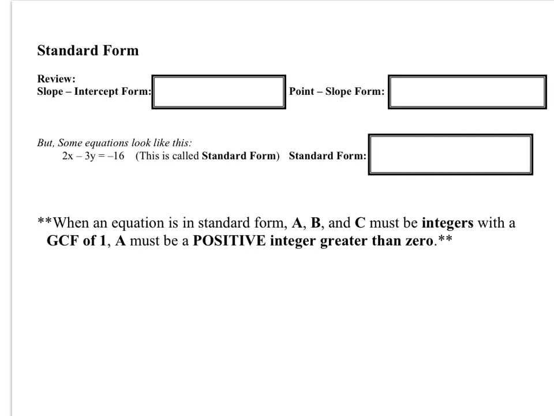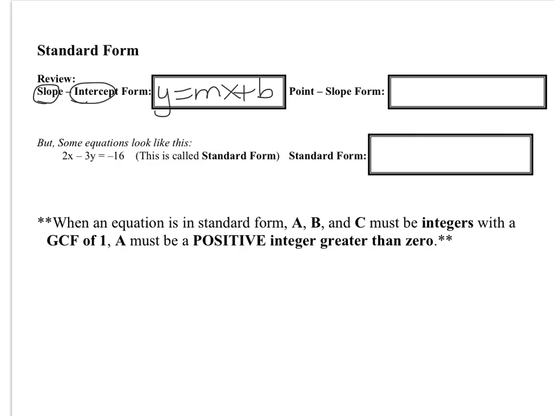So slope-intercept form is the form y equals mx plus b. And don't forget, y equals kx is still an equation in slope-intercept form. It just has another name called direct variation. But this is just slope-intercept form, y equals mx plus b. And that form, again, remember, tells us what the slope is and what the y-intercept is.